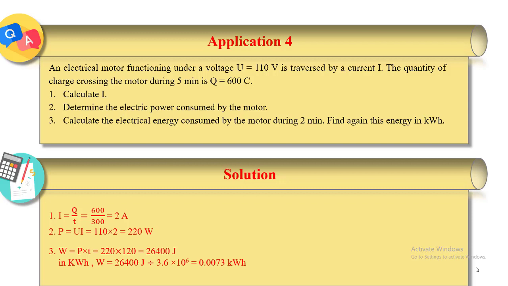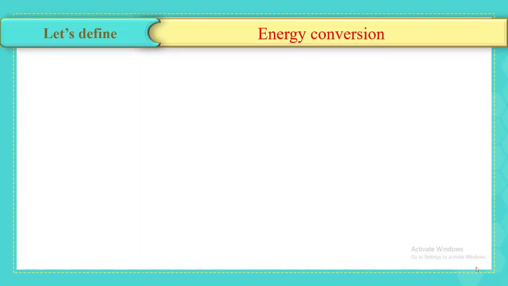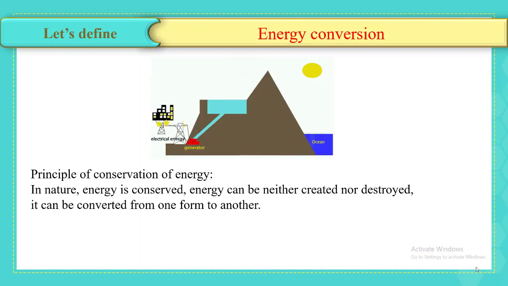26,400 joules. To convert from joule to kilowatt hour, we have to divide the obtained number by 3.6 times 10 power 6, and we get 0.0073 kilowatt hour. Now we discuss the principle of conversion of energy. The energy is conserved and it cannot be created or destroyed. It transforms from one form to another.